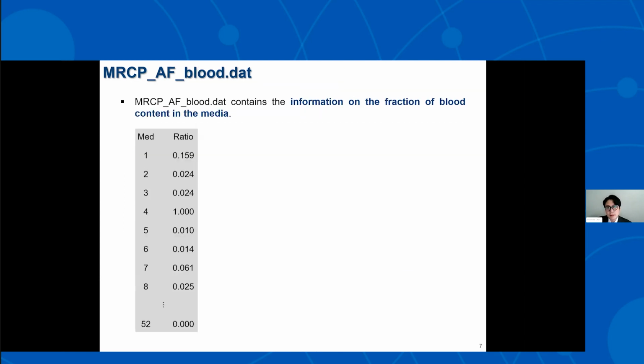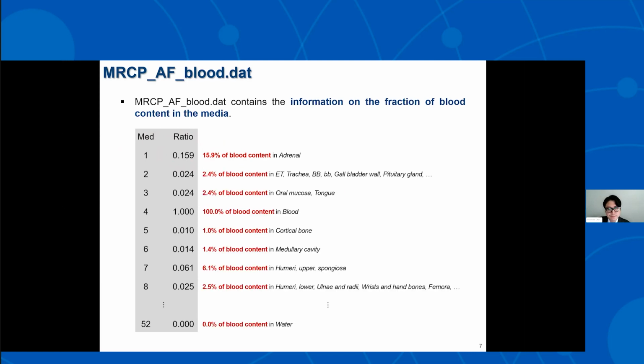Next is the blood file. As Dr. Young said, the organs of ICRP 145 phantoms contain blood content, and this file provides the information on the fraction of the blood content in each medium. For example, the medium number 1 and ratio 0.159 indicate that 15.9% of blood content is contained in the tissue with the medium number 1, and the rest are the same way. This file can be used in the cases where the blood is considered as source regions and the like.